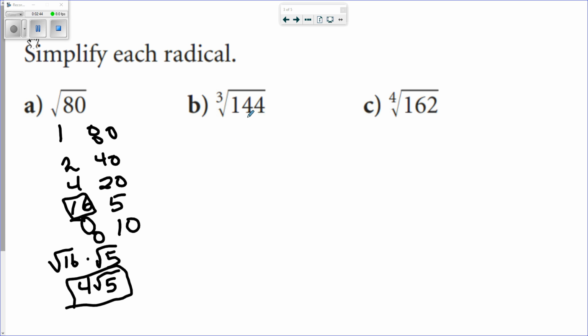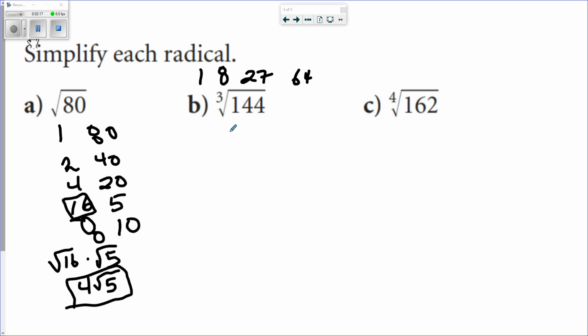So in part B here, we're looking for cube roots, so we're looking for perfect cubes. So let's just list those for a minute up here: 1, 8, 27, 64. So then we factor out our 144, or we look to see if any of those perfect cubes fit into 144.